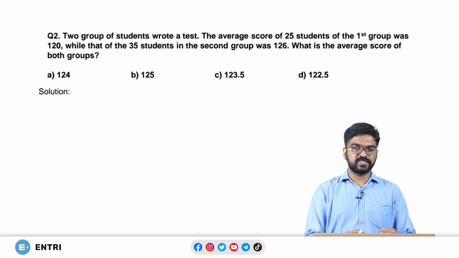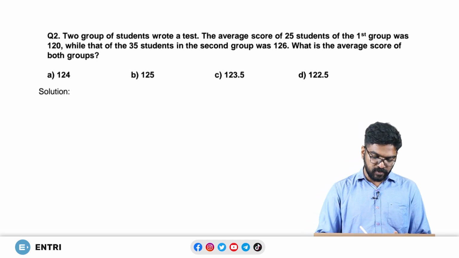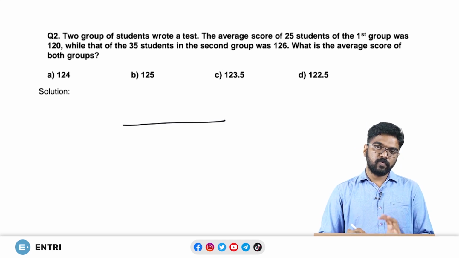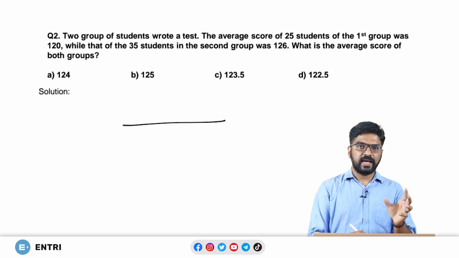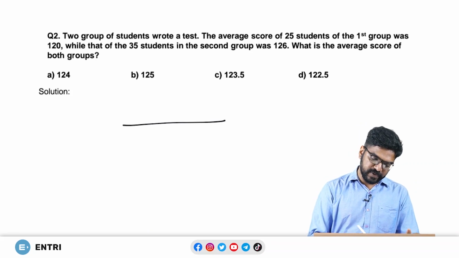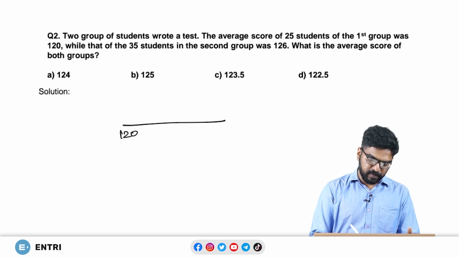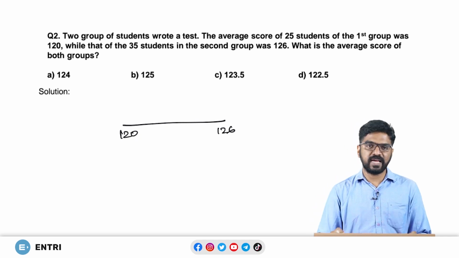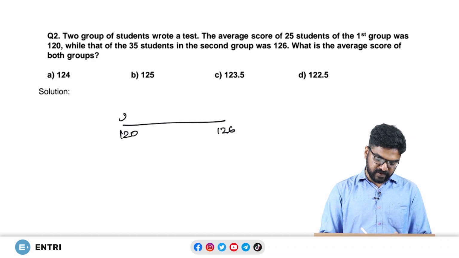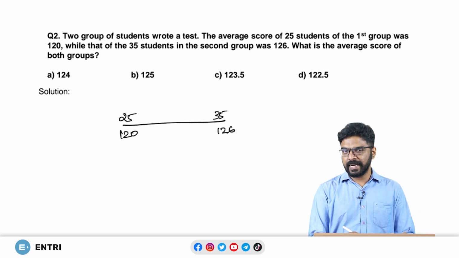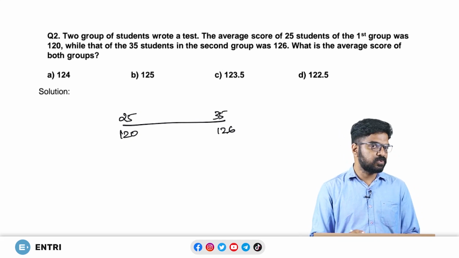How will we calculate using the seesaw method? We draw a line which represents the seesaw, and here what we need to identify is the average values. The average score of the first group is 120 and that of the second group is 126. Now I need to consider the weights, the weightage that we have to give. In the first group there are 25 students and in the second group there are 35 students. We have to calculate the average score if I combine these two groups together.